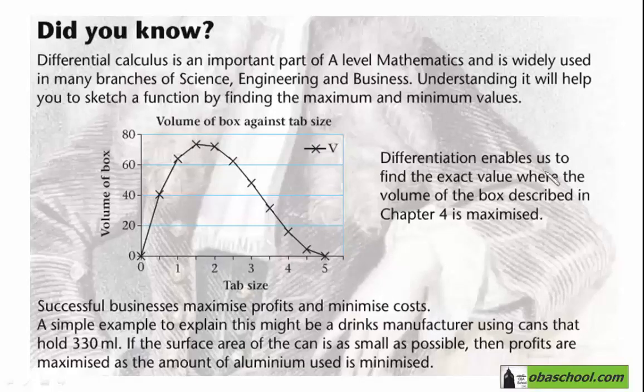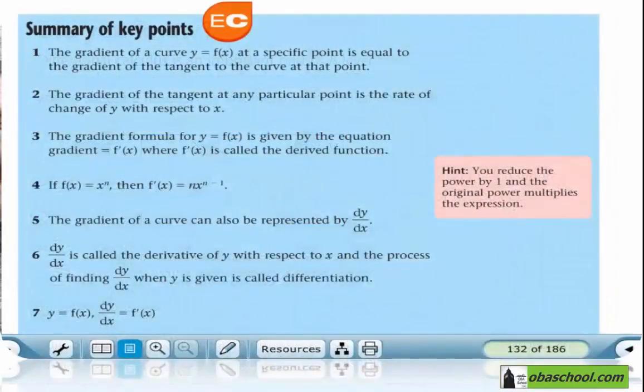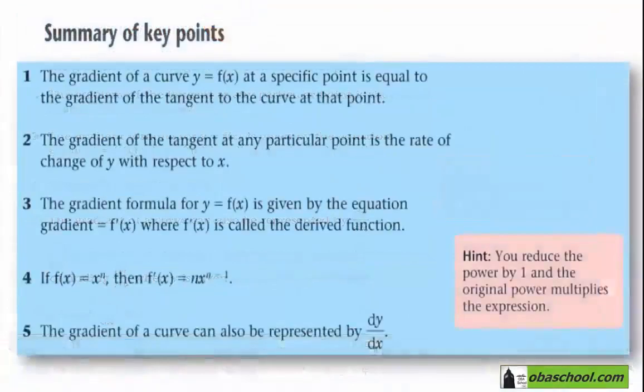Differentiation enables us to find the exact value where the volume of the box described in chapter 4 is maximized. So it's very important for us to focus on this part of mathematics so we can apply it in other sections of science. Let's go now to page 132 and look at the summary.